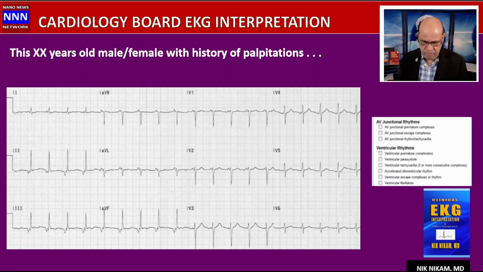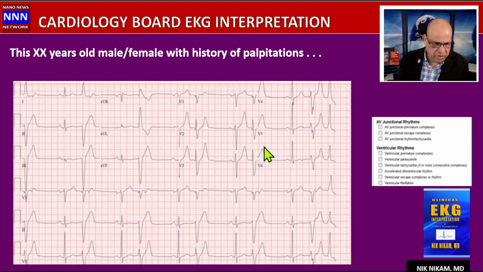Is this flutter? No, we don't see any flutter waves. Is this multifocal atrial tachycardia? We don't see multiple P wave morphologies. It's not atrial fibrillation; the rate is pretty regular. Is this paroxysmal atrial tachycardia with 2-to-1 block? I don't think so, because we don't see any other deflections to represent a second P wave. So this is a junctional tachycardia. Let's look at the next one.